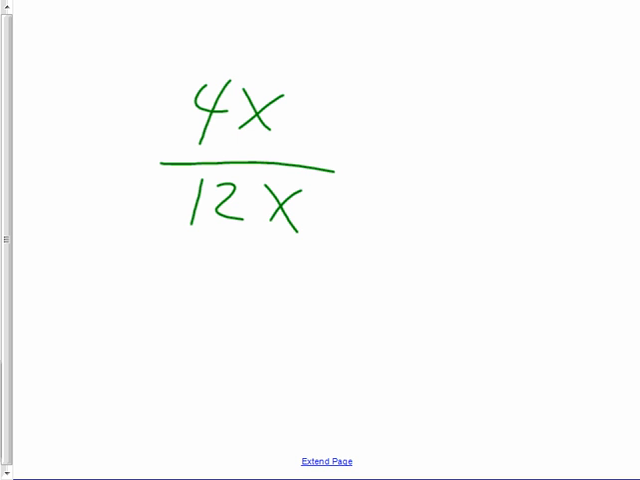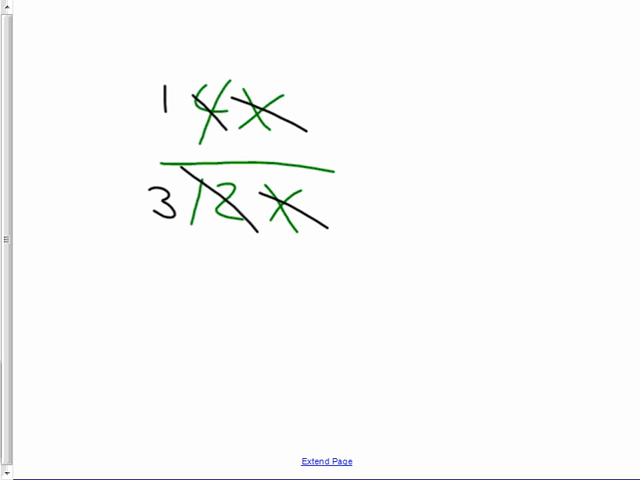So a lot of people knew that you could cancel these numbers, and you said 4 goes in here once and in here 3 times. So they said 1x over 3x, and what's wrong with that? The x's cancel too. Cancel that, cancel that. Now I have 1 over 3.